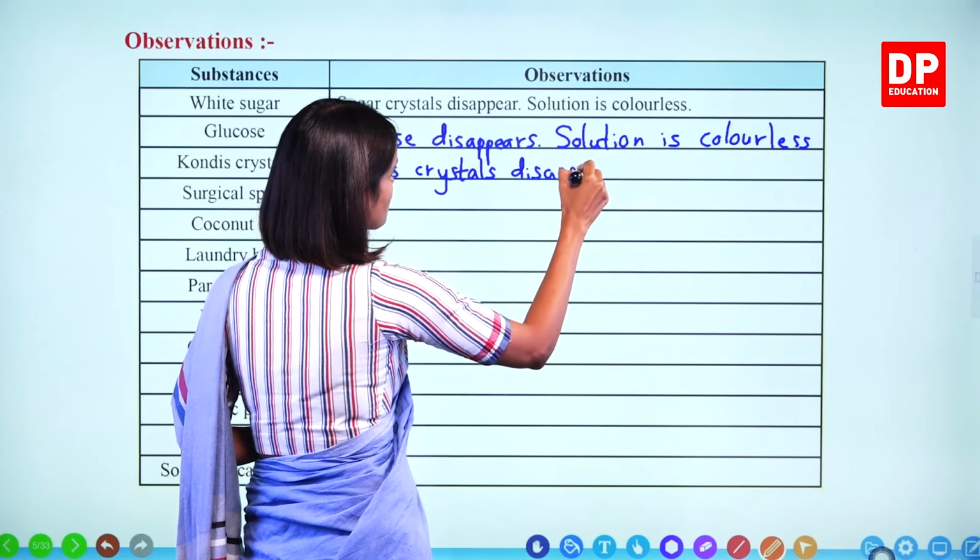Yellow color solution. Camphor balls, what happens? Camphor or naphthalene balls does not dissolve. We will write.